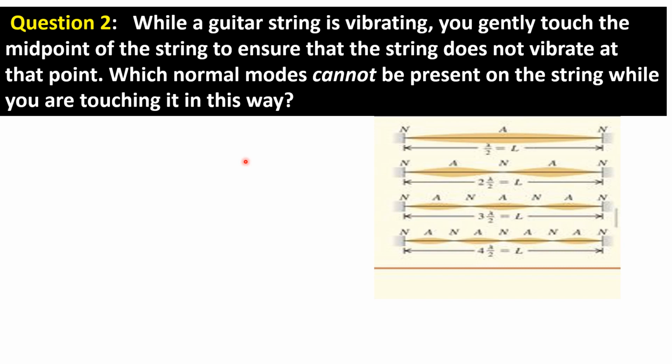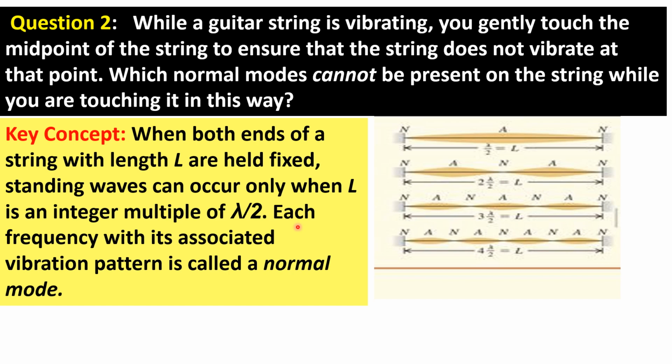Question number 2. While a guitar string is vibrating, you gently touch the midpoint of the string to ensure that the string does not vibrate at that point. The question is, which normal modes cannot be present on the string while you are touching the string of the guitar this way? Alright, so again, we have the illustration of the wave patterns when there is a standing wave occurring in this string.